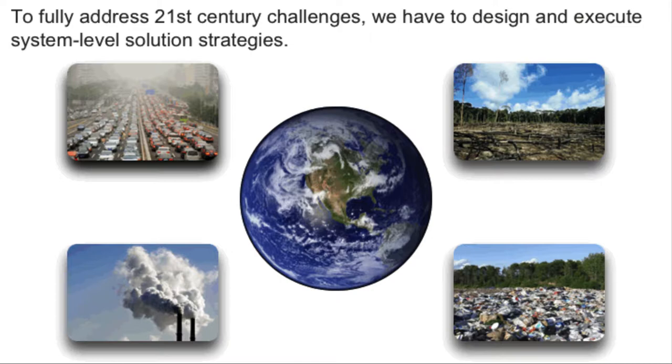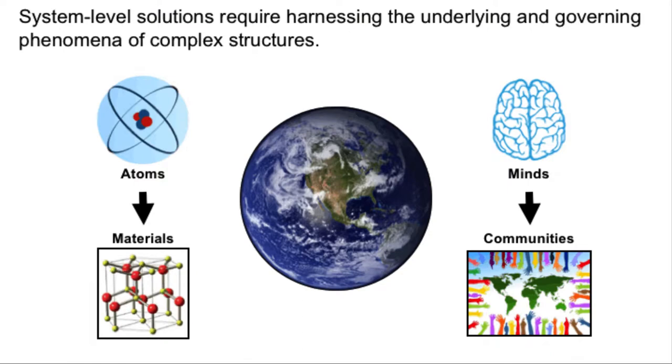So big picture, some of the pressing problems we have coming up in the next 10 years that we need to address are very intricate, intermixed, interconnected. So it does require a very holistic approach to these type of problems and thinking about solution strategies that are comprehensive. And one way to embrace that complexity is to harness the underlying phenomena that leads to this higher order structure. In the case of the material world, atoms, coordination environments, bonding, and then you get properties from that. But in terms of communities and cultures, thinking about how minds come together and work together.